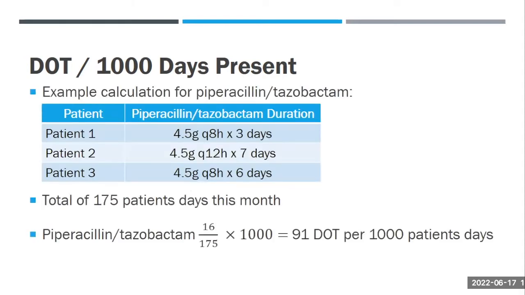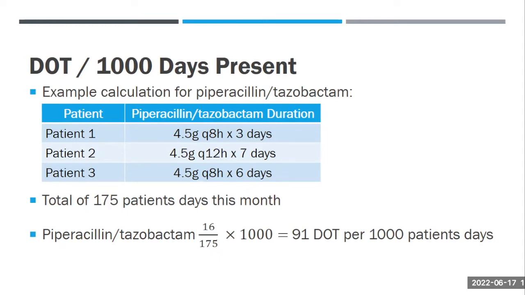And so just as a quick example calculation for this, for piperacillin tazobactam. So let's say we have 3 patients that are showing up on this unit. So we have patient 1, 2, and 3. So varying regimens, so you can see that patient 1 would be on 4.5 grams every 8 hours for 3 days. Patient 2 on 4.5 grams every 12 hours for 7 days. And then patient 3 on 4.5 grams every 8 hours for 6 days.